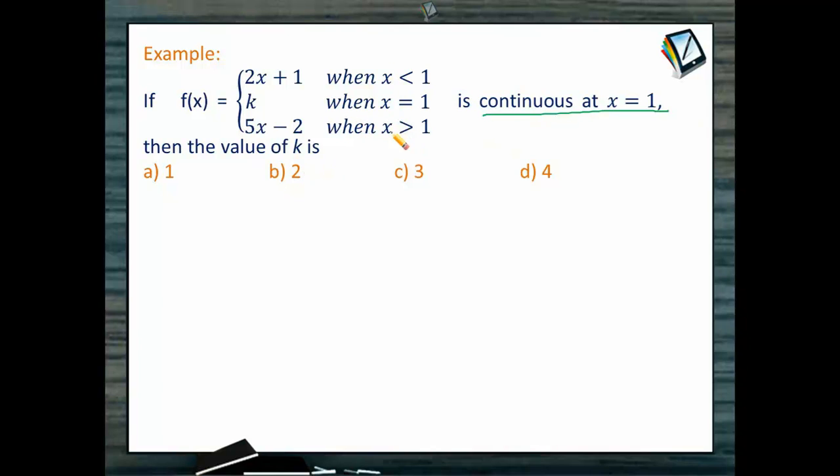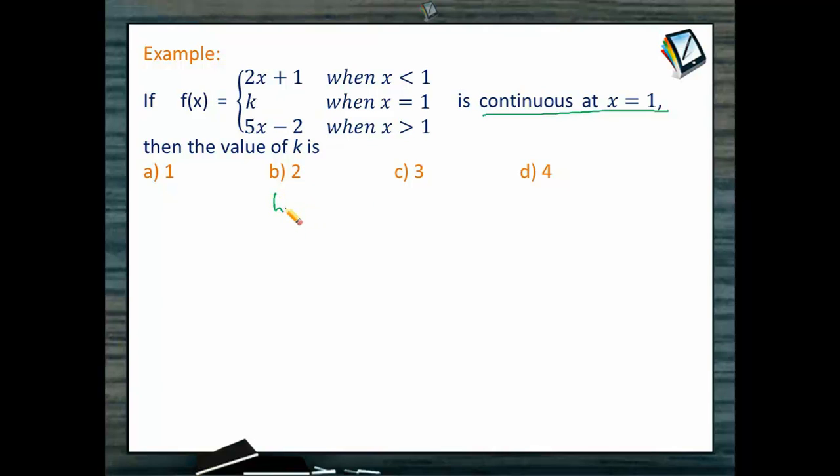If you look at this function's definition, to the left of 1 the function is defined as 2x plus 1, and to the right of 1 the function is defined as 5x minus 2. It's a piecewise defined function. So how do we check the continuity of such a piecewise defined function? What condition should it be satisfying?